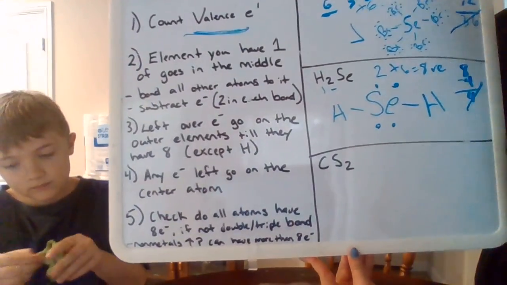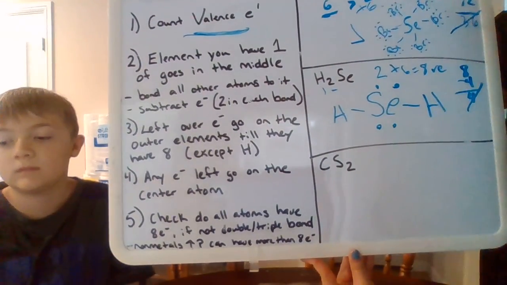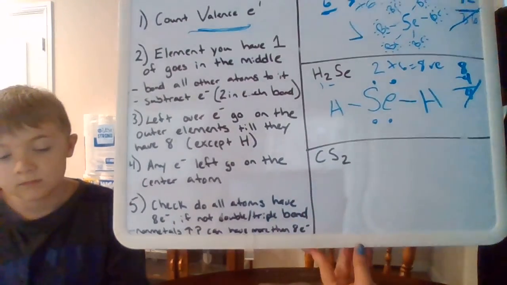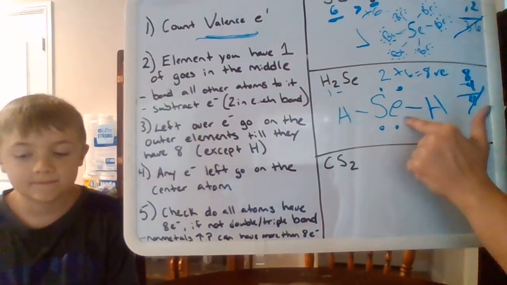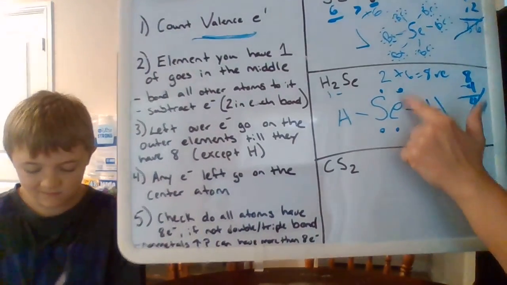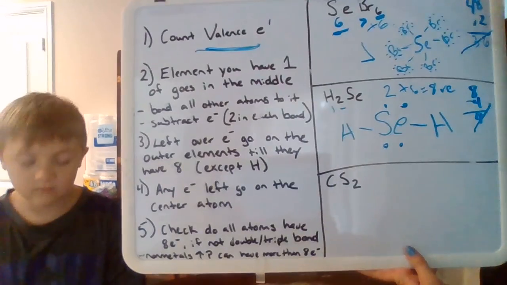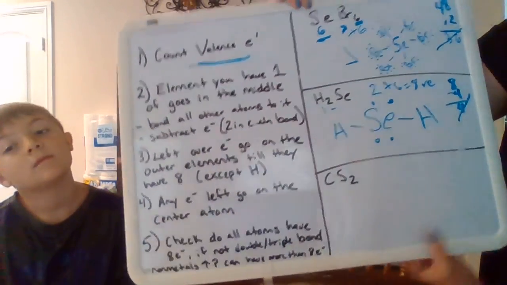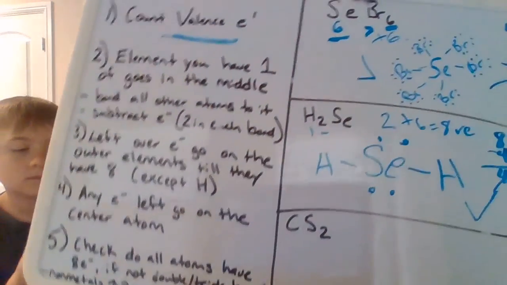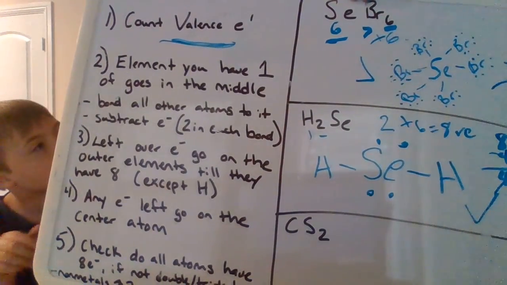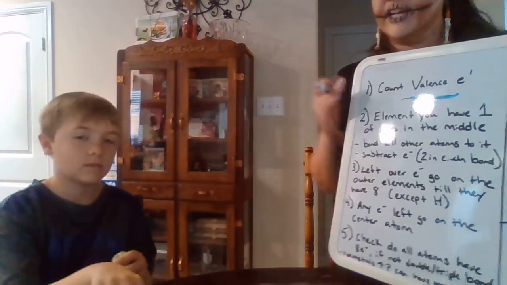My next rule says check, do all atoms have 8 electrons, except for we know not hydrogen, it's an exception, but does selenium have 8? 1, 2, 3, 4, because every bond has 2. So 1, 2, 3, 4, 5, 6, 7, 8. Yes, selenium has 8. Hydrogen is an exception. So we're done. This one's good to go. Okay, so that is what its picture would look like. Those 2 dots up and down with hydrogen on the side. Max, you want to show them what it looks like?